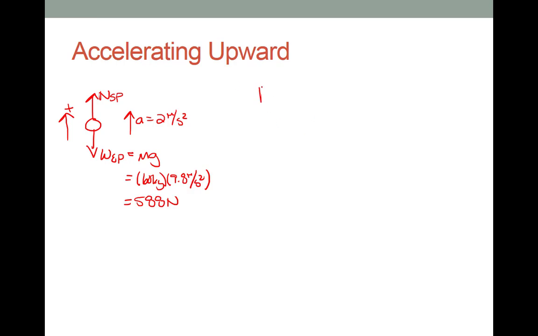Okay, so now Newton's second law, F net equals ma. I'm going to redefine F net in terms of the 2 forces on my person here. I'm going to take every force in the positive direction, so that would be the normal force, and any other forces that might be upward, but I only have one in this case. And then I'm going to subtract off all forces in the other direction and let that equal ma. So in this case, N_SP is going to equal ma plus W_EP.